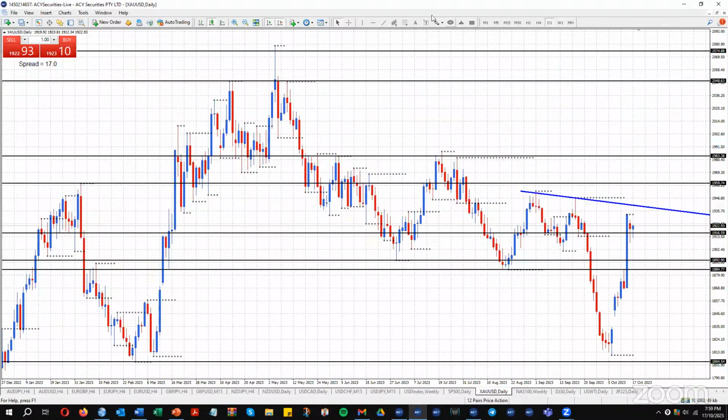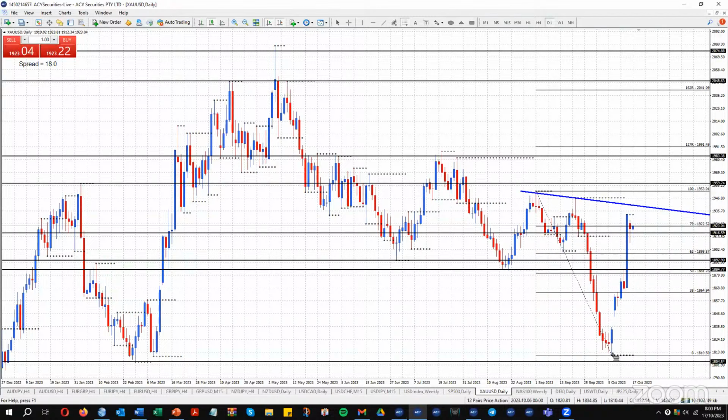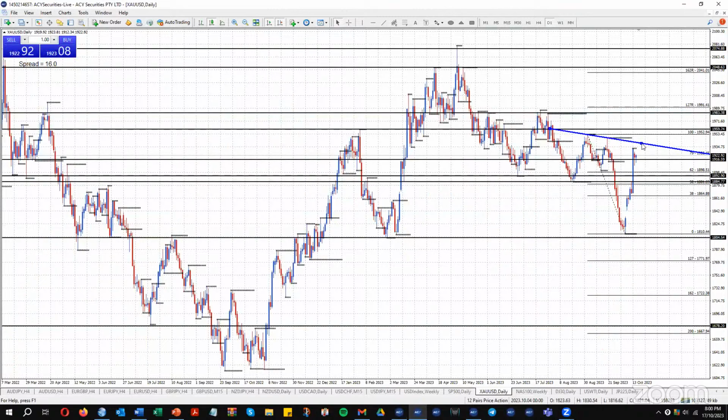Of course, it's been moving up there because of the Israeli war that's happening. All right, but if you're long, I just want to zoom that out a bit, or I'll redraw my trend line.